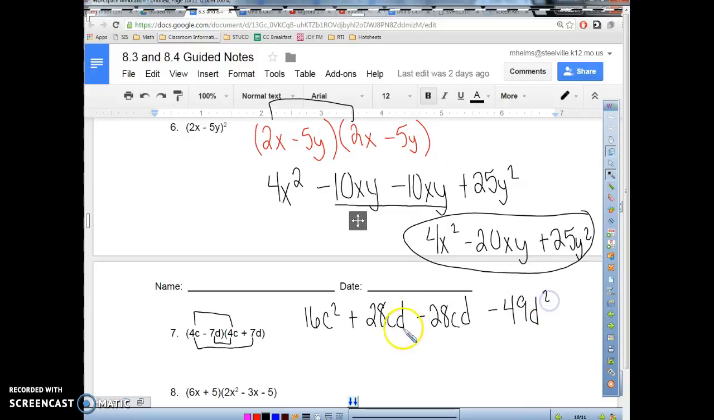And so remember, when we do a conjugate, the middle terms always cancel, so you could just multiply first and last if you wish. 16c squared minus 49d squared would be your answer.